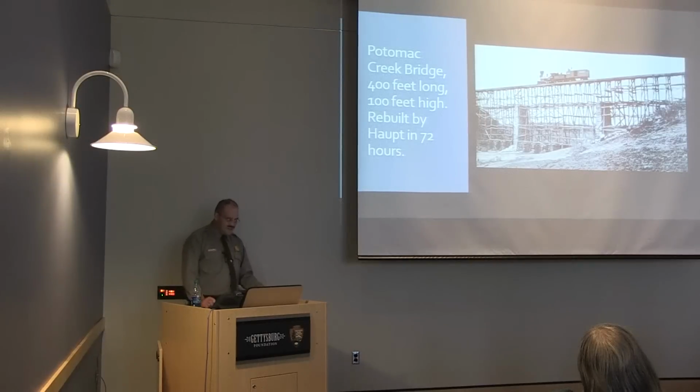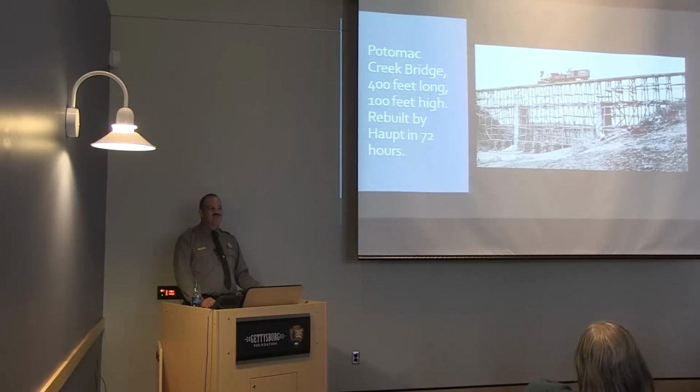And one of his greatest feats, and Lincoln made a special trip just to see it, was the Potomac Creek Bridge. It was 400 feet long, 100 feet high, and it was rebuilt by Halp in 72 hours. And Lincoln made the comment that it was made of bean poles and corn stalks. Have you all heard that before?